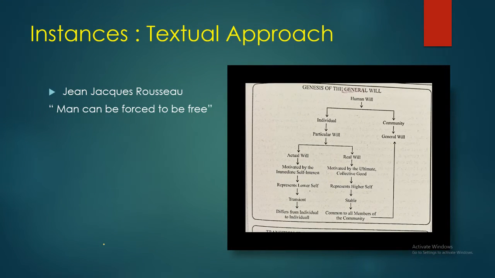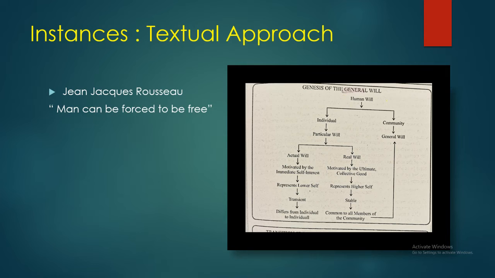Now another example we can take from the textual approach is Rousseau's idea of the general will, when he says man can be forced to be free. There are different interpretations of it, but when we go to the textual approach, what does it primarily say? Why should an individual be forced to be free? Here we have to understand his idea of the general will. We have to understand initially what he talks about.